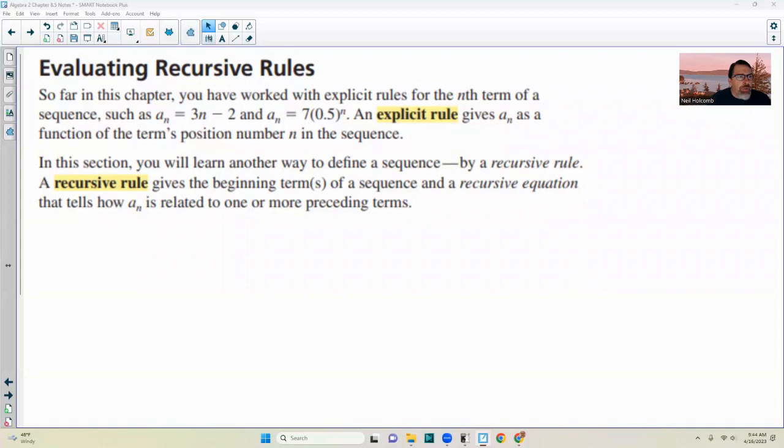Okay, so before I get to example 1, this was in the text, evaluating recursive rules. So far in this chapter, you have worked with explicit rules for the nth term of a sequence such as a sub n equals 3n minus 2 and a sub n equals 7 times 0.5 to the power of n. An explicit rule gives a sub n as a function of the term's position number n in the sequence. In this section, you'll learn another way to define a sequence, and that's by a recursive rule. A recursive rule, not an explicit, but a recursive rule gives the beginning terms of a sequence and a recursive equation that tells how a sub n is related to one or more preceding terms.